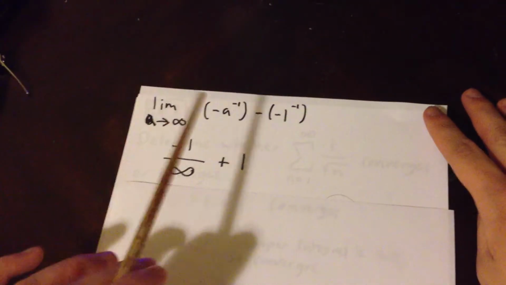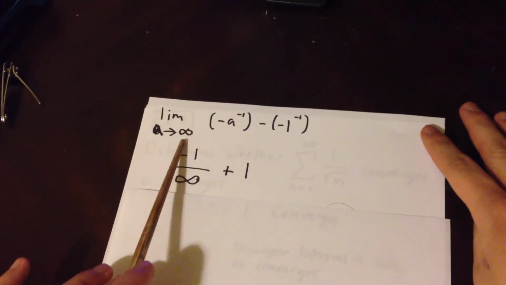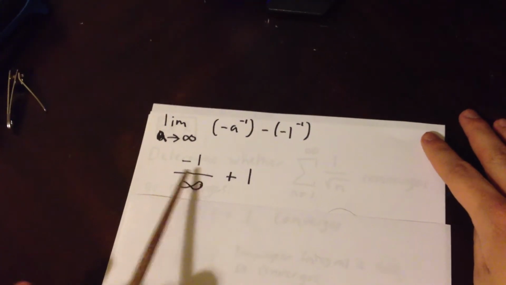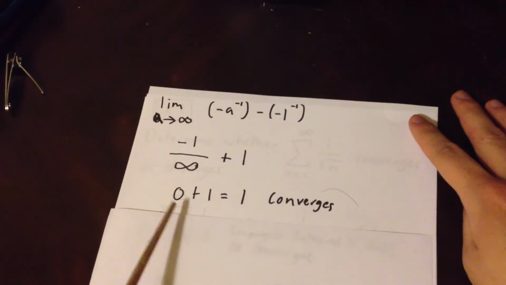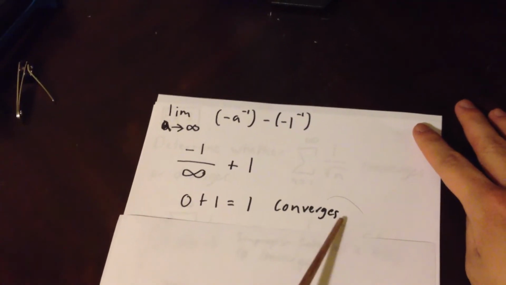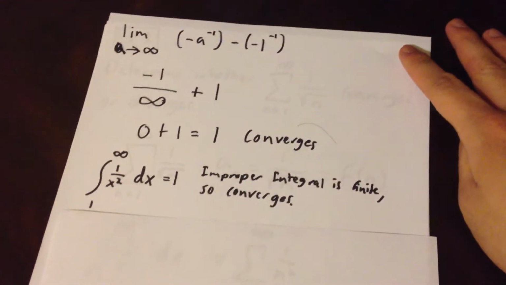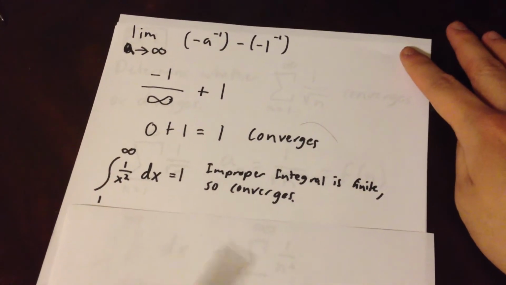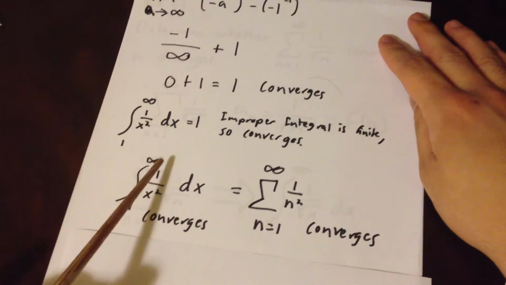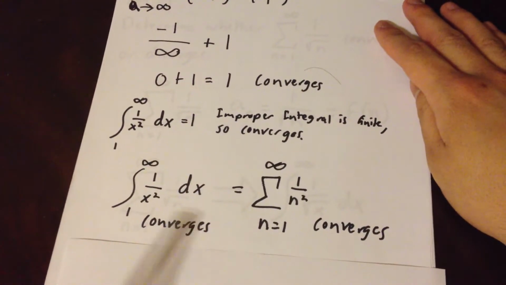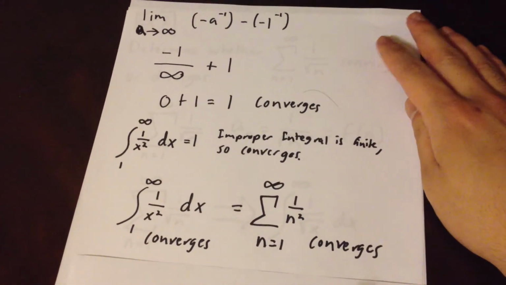After you plug in a and 1, you can then substitute infinity for a. So it'd be negative 1 over infinity plus 1, which would simplify to 0 plus 1, which equals 1, and thus you can conclude that the improper integral converges. The improper integral equals a finite number, so therefore it converges. And with the definition we used before, when the integral of 1 over x squared dx from 1 to infinity converges, that also implies that the given series, the one that corresponds to this improper integral, converges as well.